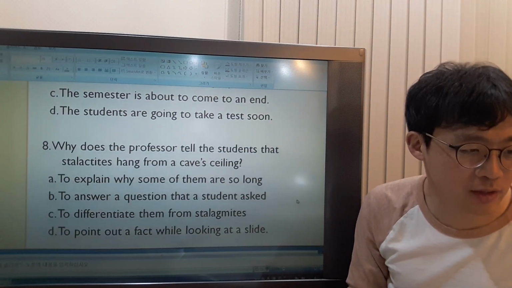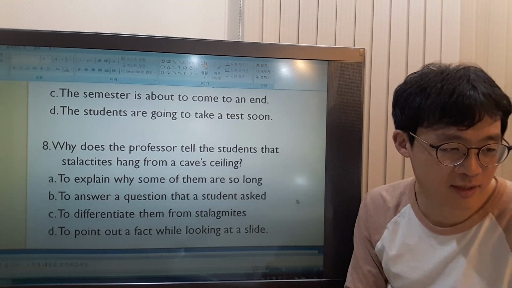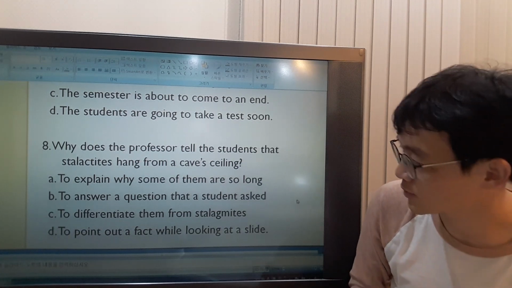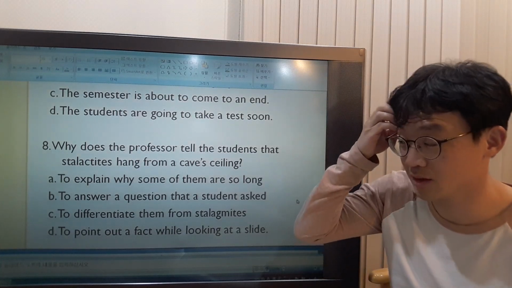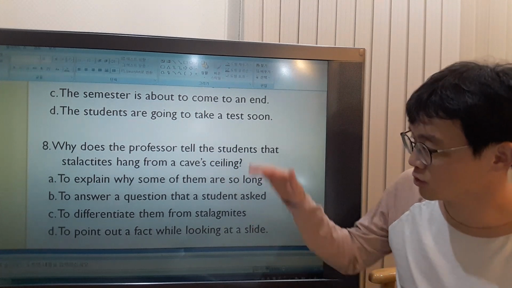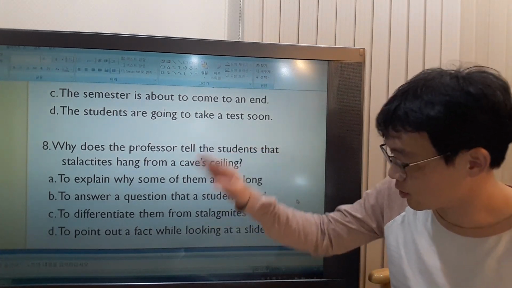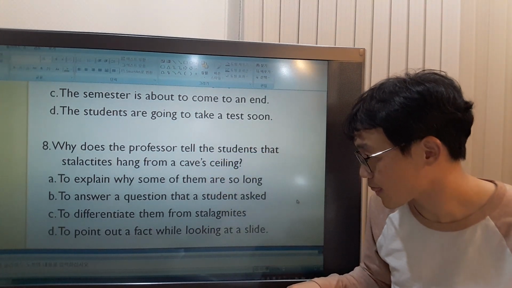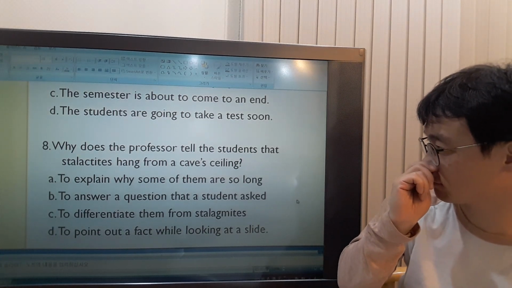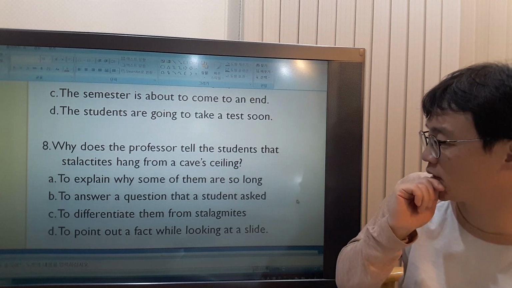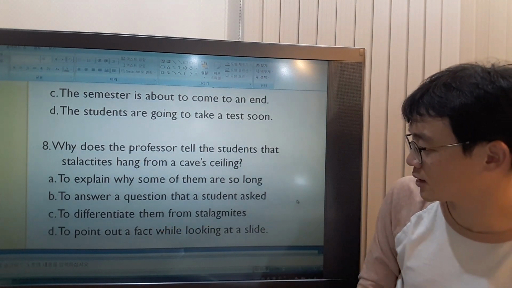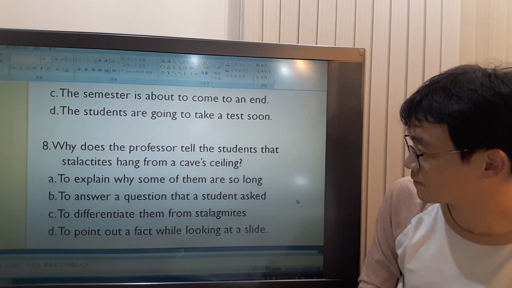Number 8. Why does the professor tell the students that stalactites hang from a cave ceiling? Why does she say that? You have to read all the options to answer this question, because you don't know what the question is asking. It's not clear. You have to read all the options. It's to differentiate them from stalagmites. You understand?